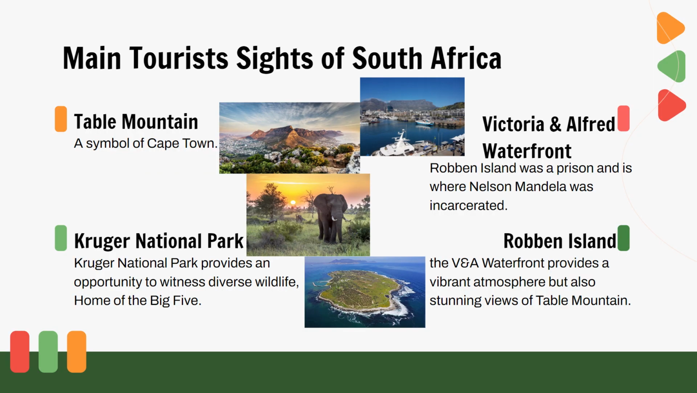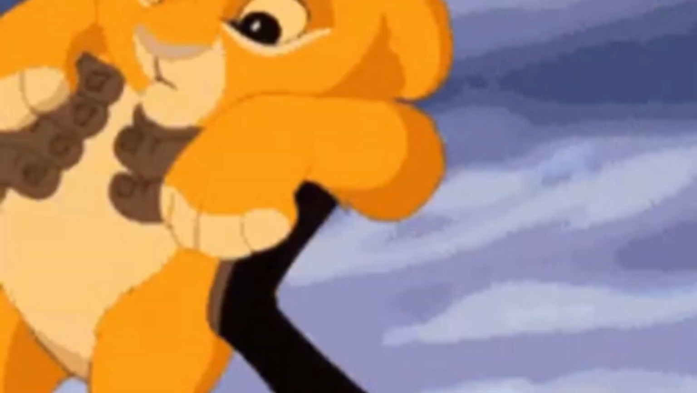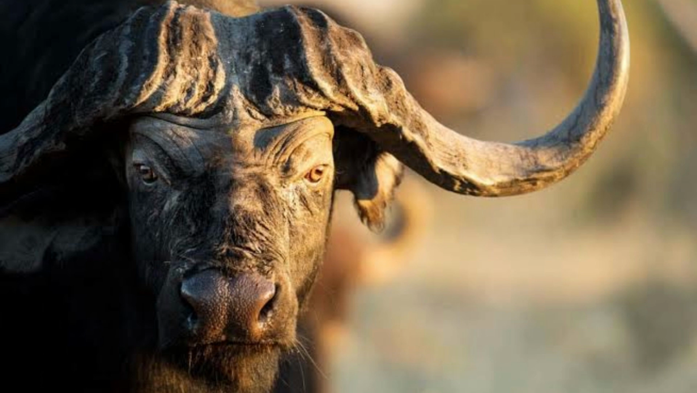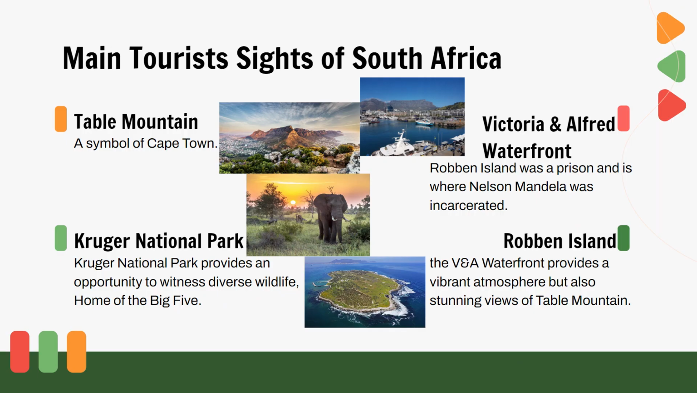The tourist sites that South Africa has to offer are Table Mountain, which stands tall as the symbol of Cape Town, with breathtaking views. Kruger National Park, Africa's premier wildlife reserve, unveils lions, leopards, rhinos, elephants, and African buffalo in their natural habitat. With the infamous Robben Island being the place that Nelson Mandela was jailed, the vibrant V&A Waterfront offers a lively mix of dining and entertainment to lift your spirits.